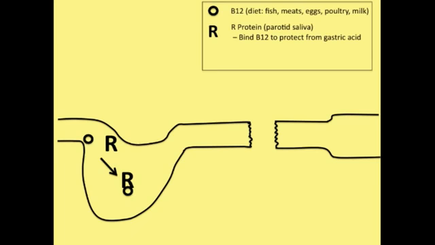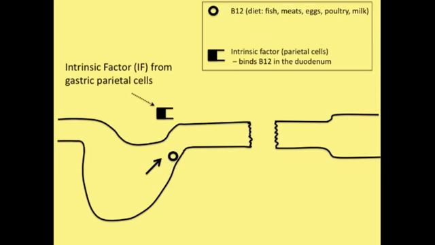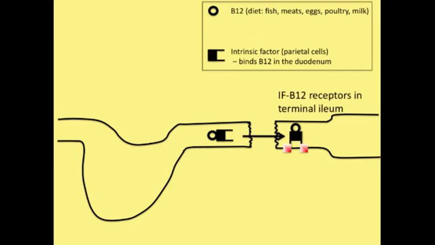But then, when you get into the duodenum, the pancreatic proteases degrade R protein, and now you can see that the B12 is free to unite with intrinsic factor, and that occurs in the duodenum. The B12 and intrinsic factor complex travels down the duodenum and the jejunum until they get to the terminal ileum, where they are taken up by B12-IF receptors. And B12 is released into the systemic system.